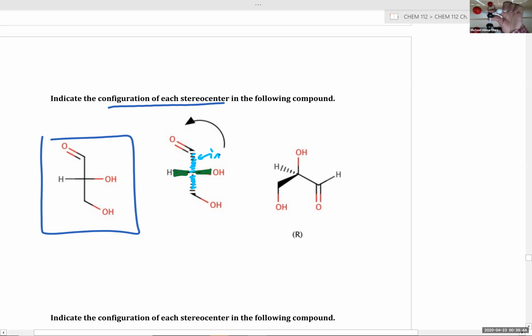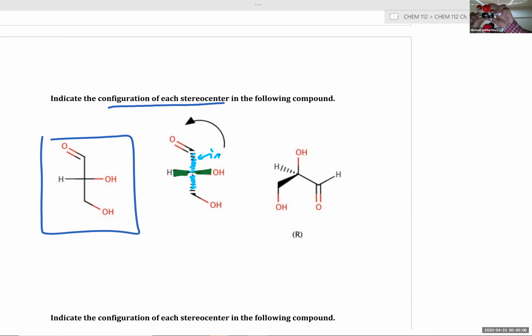Okay, so here's our model picture of this structure. Now, if we want to assign the configuration, where do we need this hydrogen to be? Do we need it to be out of the plane of the page or into the plane of the page? Towards us or away from us? We need the hydrogen to be away from us.